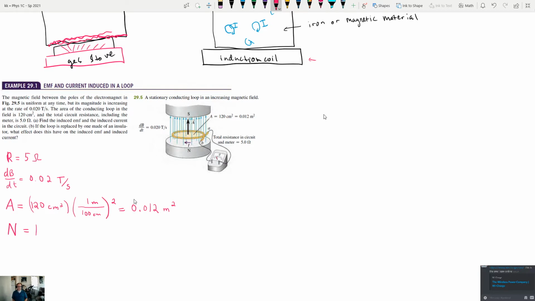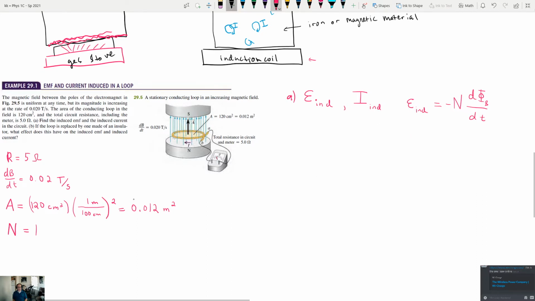So in part A, we're supposed to find what is the induced EMF in our coil. And we'd also like to know what the current flowing through the coil is. So I'll write that as I with the subscript ind. Induced current. And then we'll do part B. Okay, so to find the induced EMF, we are going to use Faraday's law. The induced EMF is equal to negative capital N d phi B dt.